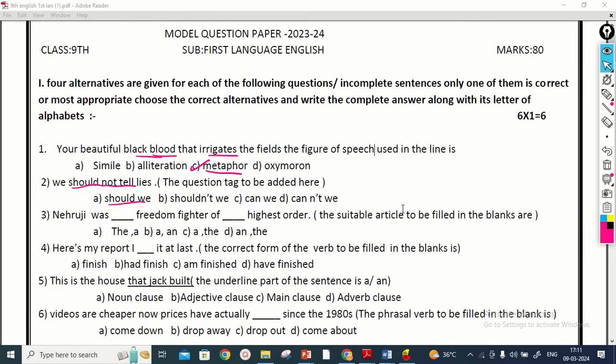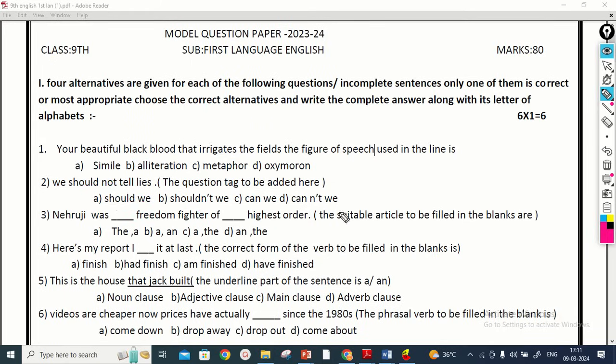So we are moving to the next one. You observe one thing in these question tags. If there is a negative word, we don't use a negative in the question tag also. So here, not is not considerable. Here, can is not considerable because should is already there. So we have to use should be only.